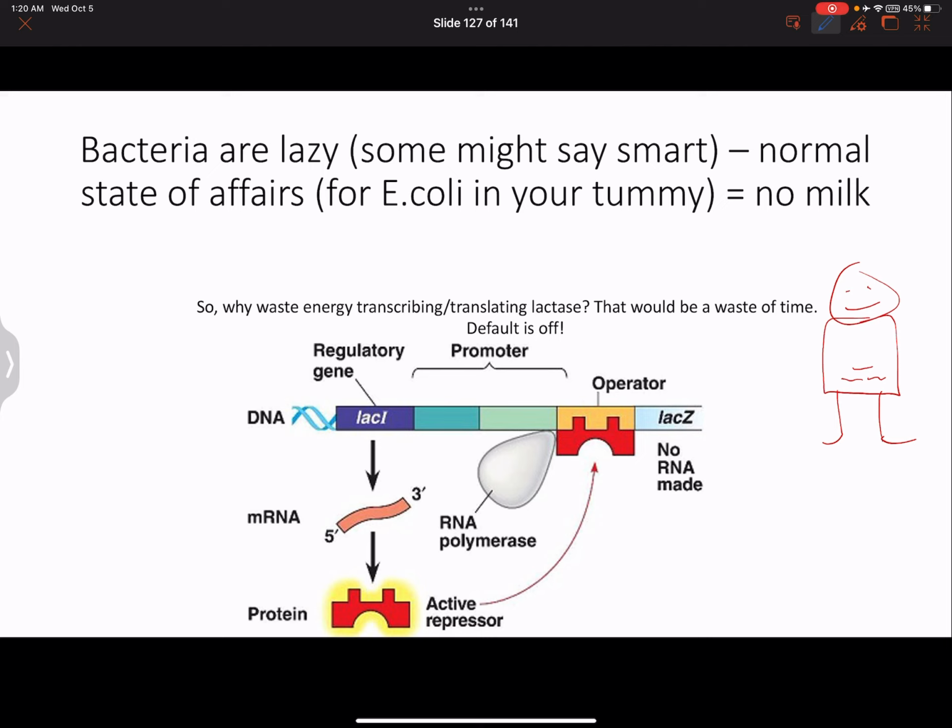So if I'm not consuming milk, the bacteria in my stomach don't want to waste time and energy generating the enzymes necessary to digest milk. It's only when I ingest milk and it comes down to them that they then decide to activate the production of the machinery necessary to process milk. And so let's take a look and see exactly how that happens.